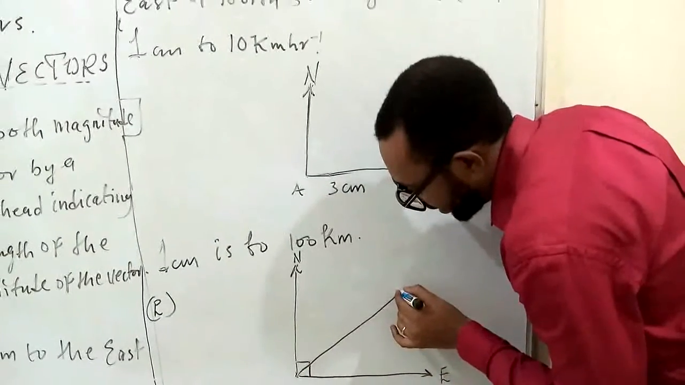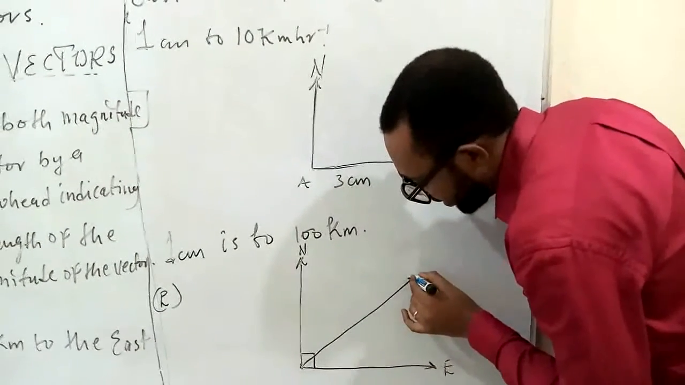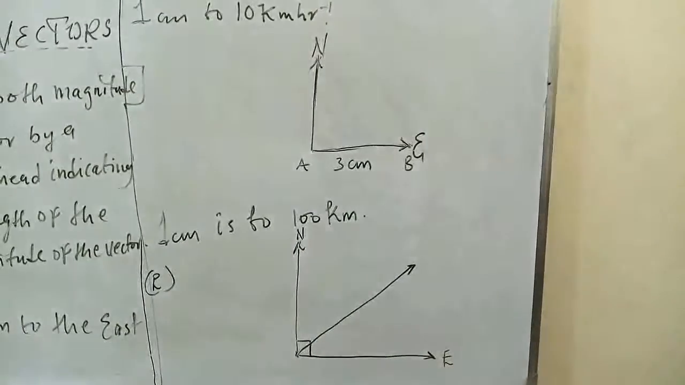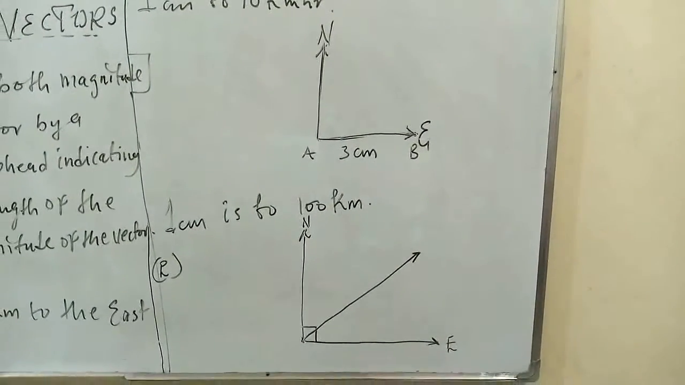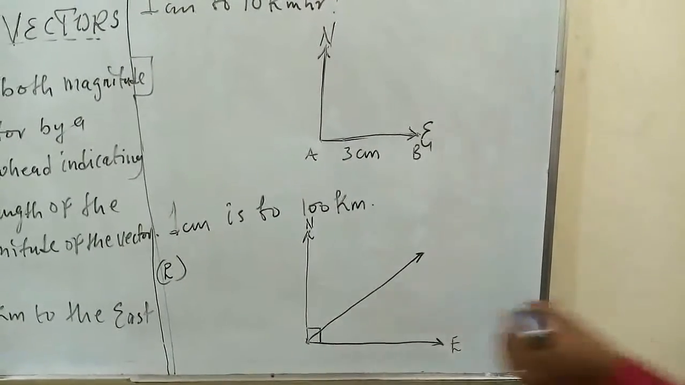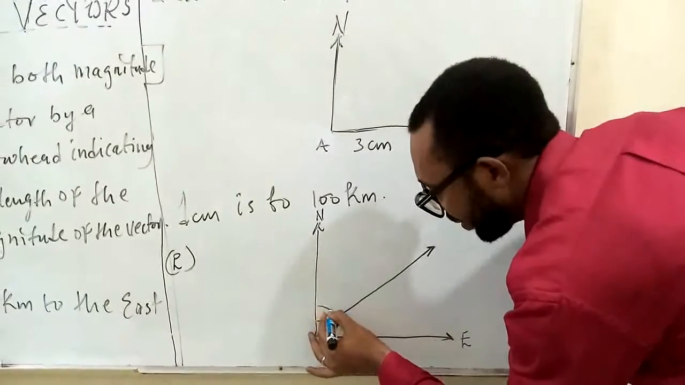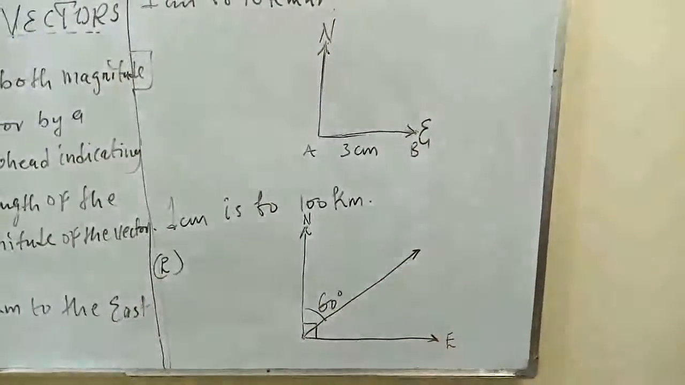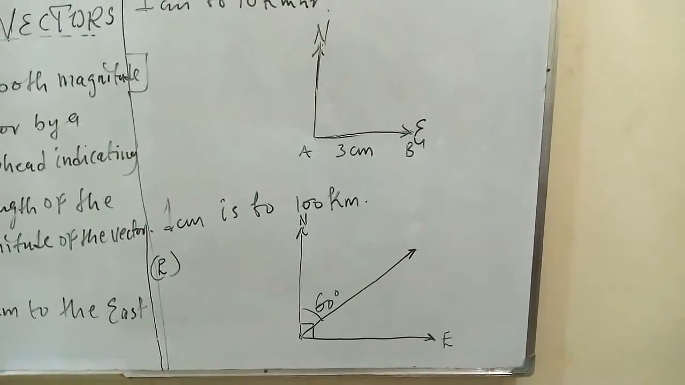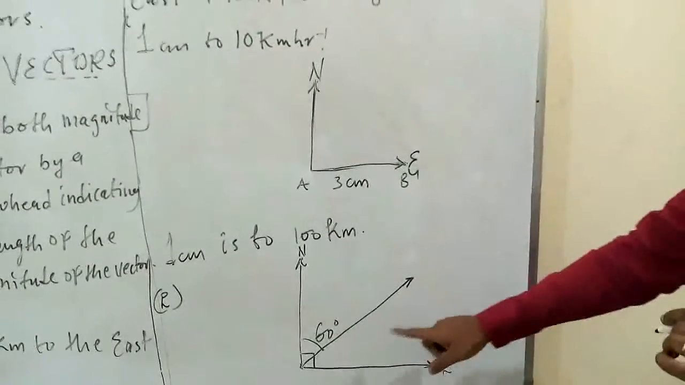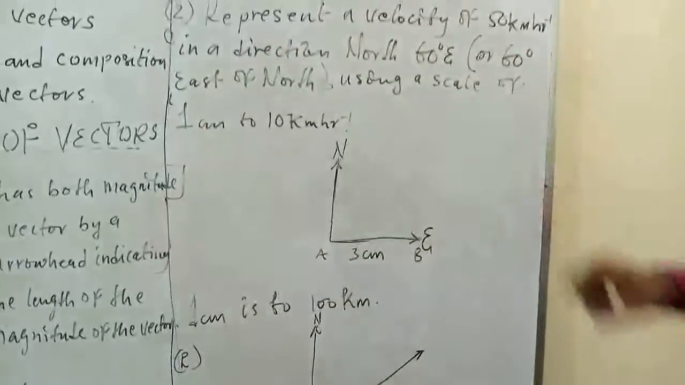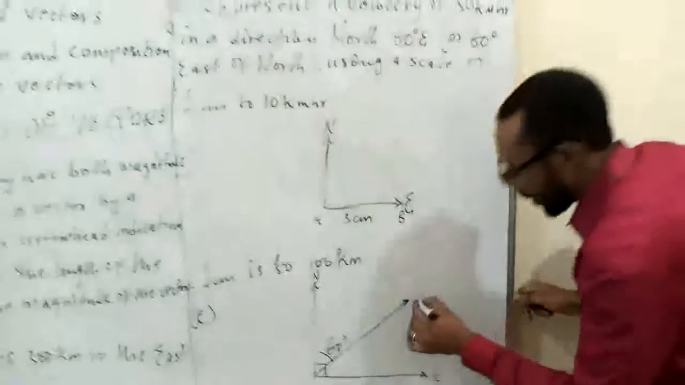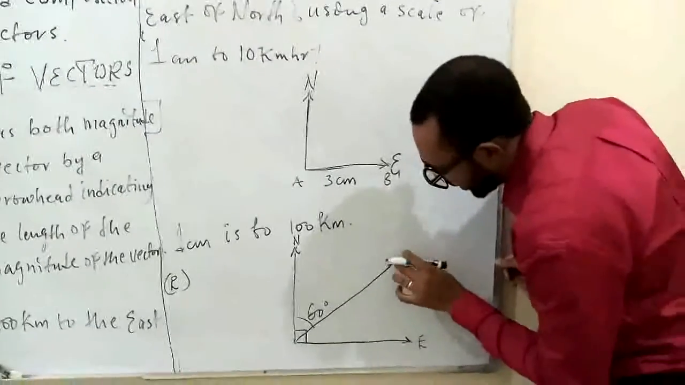due north. Okay? So if that angle is 60 degrees. Okay, let me extend it a little.